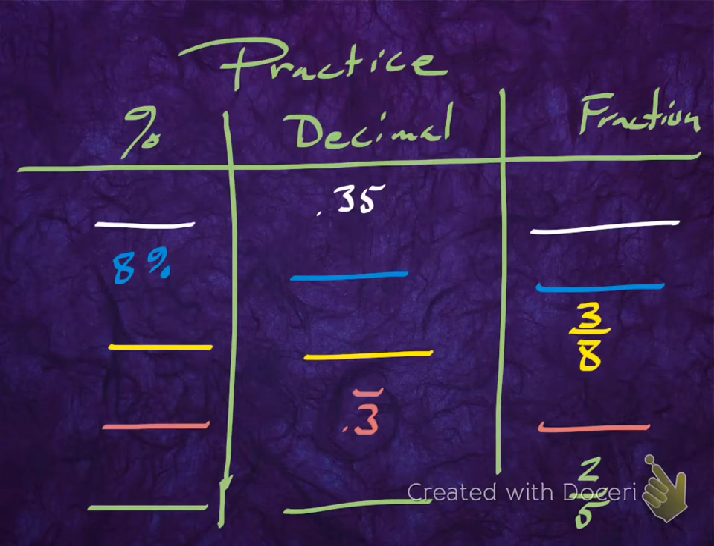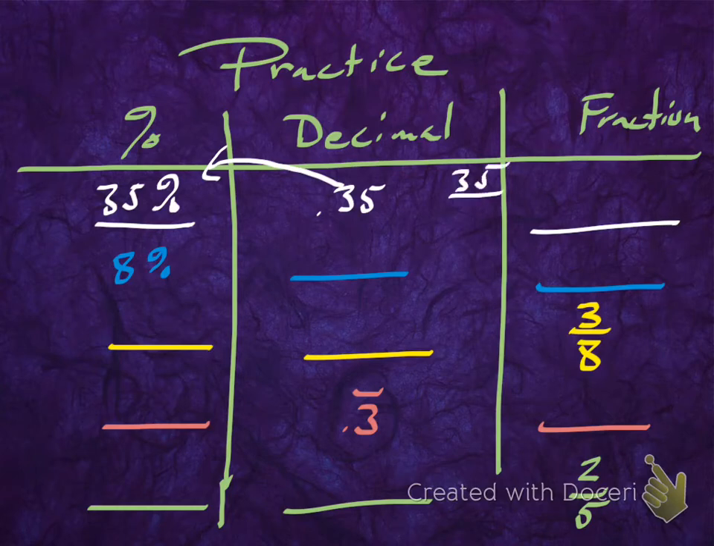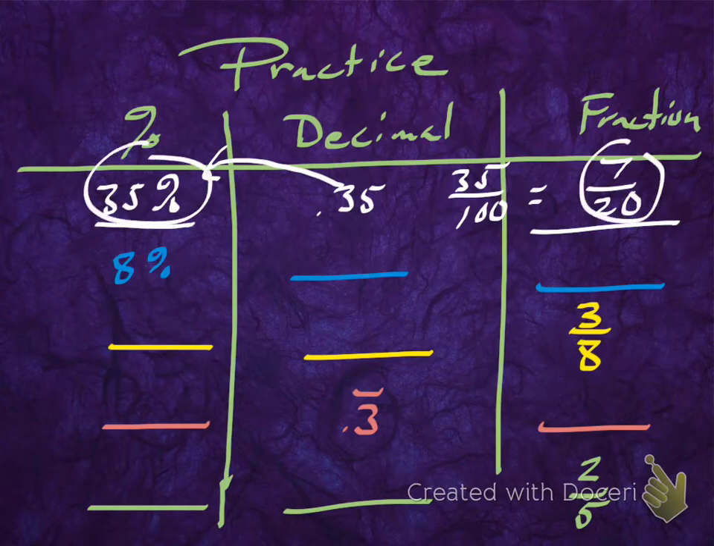So let's start with 0.35. Let's change it into a percent. All I have to do is move the decimal over 2 places to the right, and think about it. You should get 35%. Now to change it into a fraction, read it out loud. You get 35 over 100. That's a fraction, but now we have to reduce it to simplest form. Take a 5 out of the top and bottom, and we'll get 7 over 20. Okay? So that's the idea.